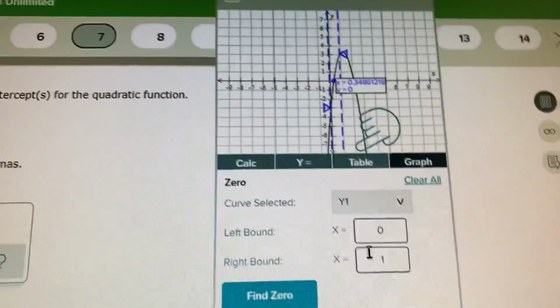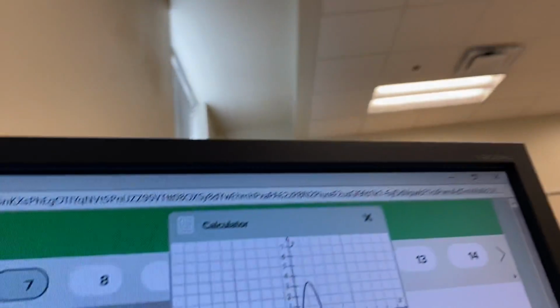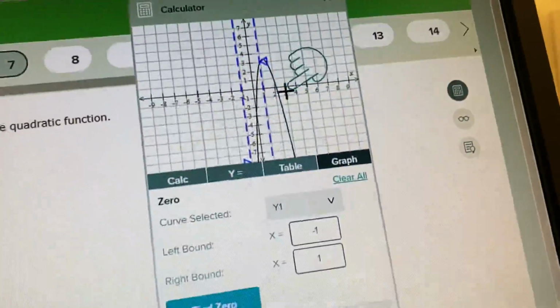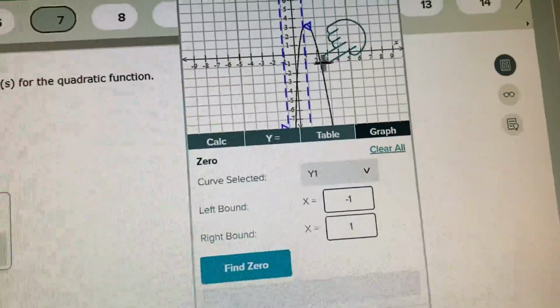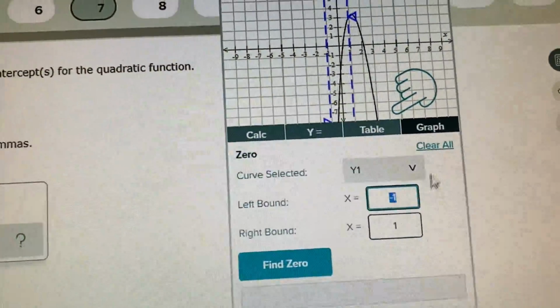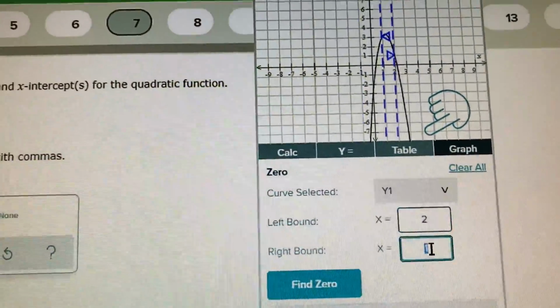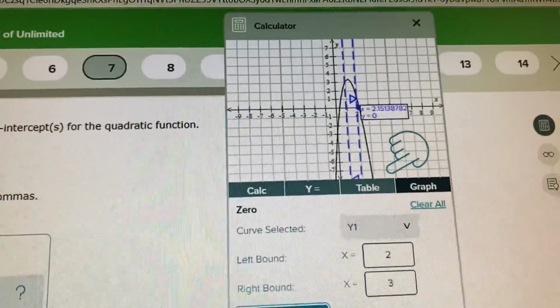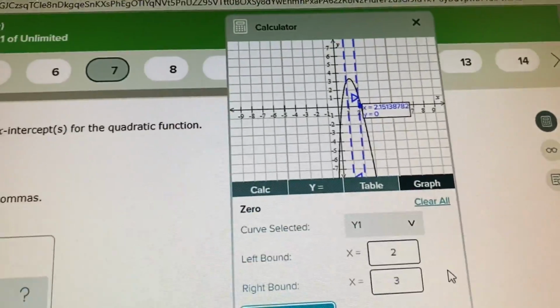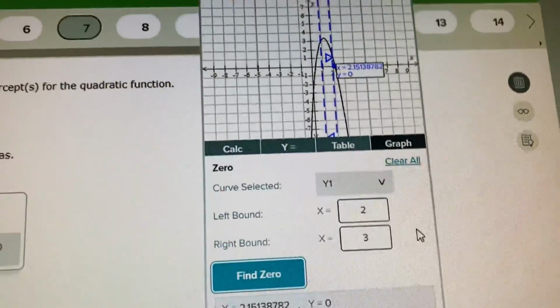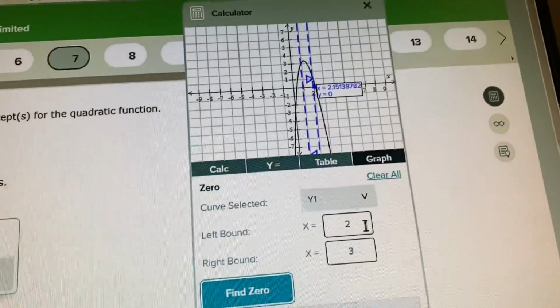So now we're going to do this again for our right one. So let's take that off. Cancel, go back. Okay, so now we need this right side. Well, it's a little past the 2 and then to 3. So that's your bounds, 2 to 3. And so that's going to pinpoint that x-intercept at 2.